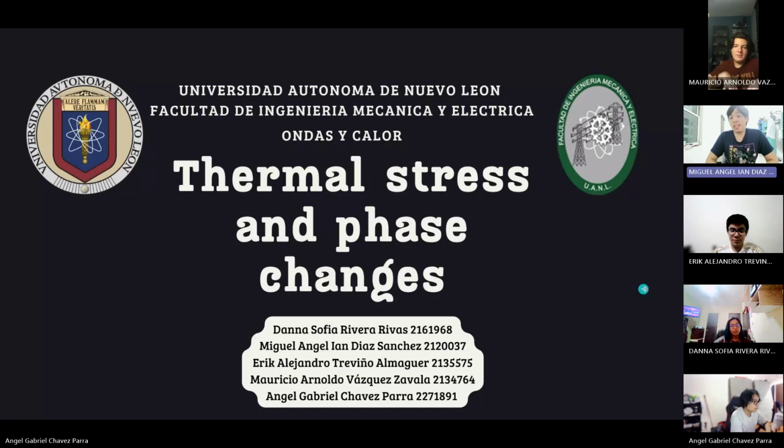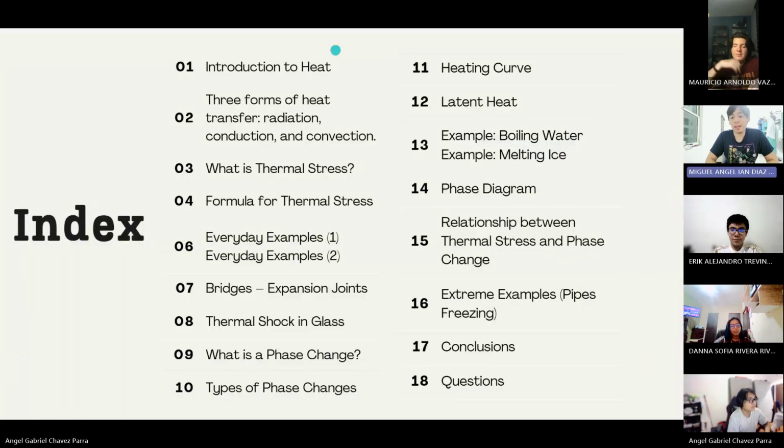Next we are seeing the index. Okay, this is our index. Numbers, besides the titles, are subjects, not pages. First, we have introduction to heat. Then we have three forms of heat transfer: radiation, conduction, convection.